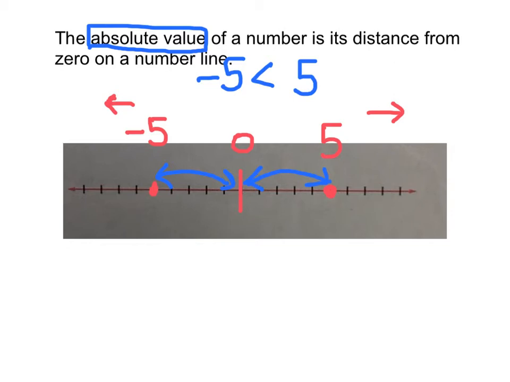So this is how we write absolute value. We use two vertical symbols. Those two vertical symbols together mean absolute value. And then we put the number inside that we want to find the absolute value of. All right, so here on the left, this is read absolute value of -5. On the right, this is read absolute value of 5. And as we already said, they are equal to each other.